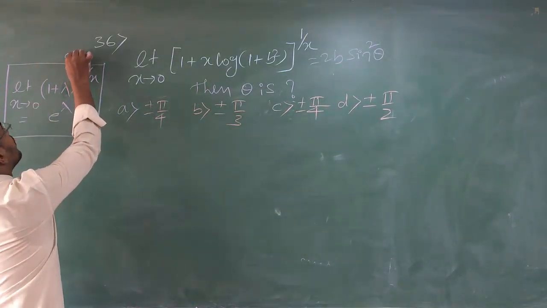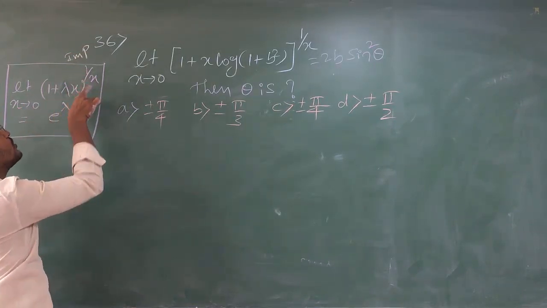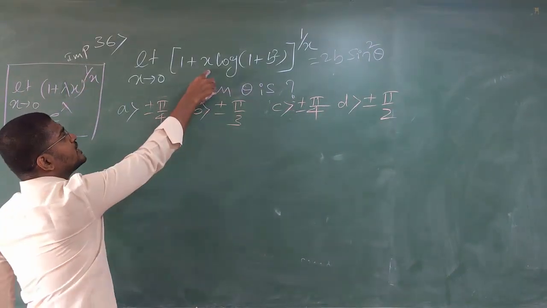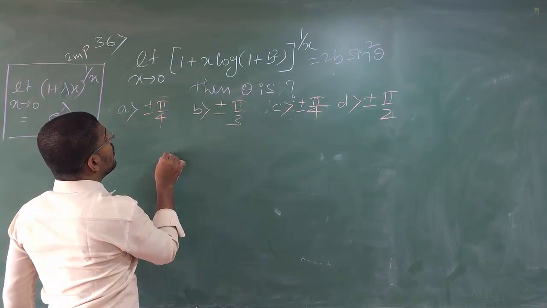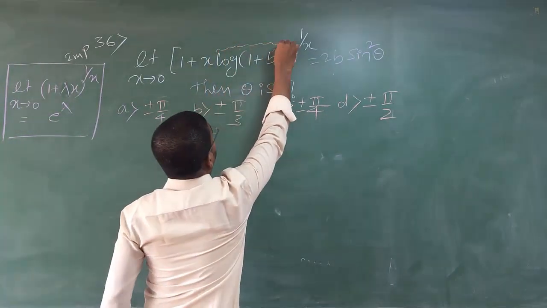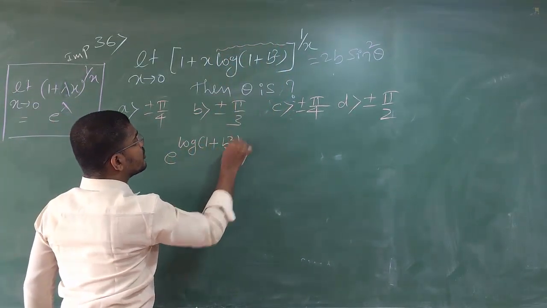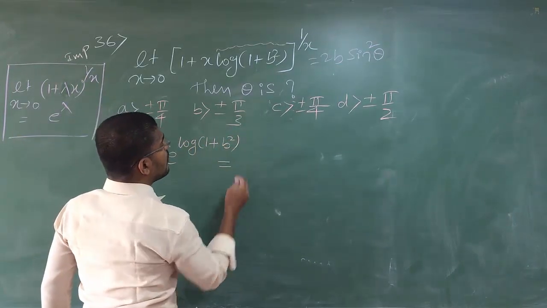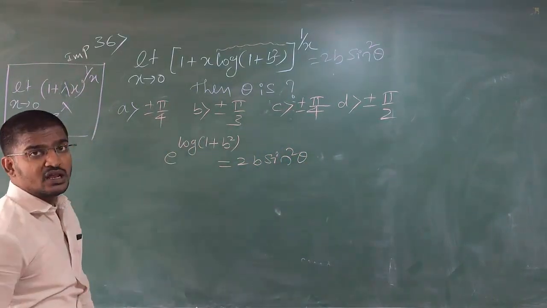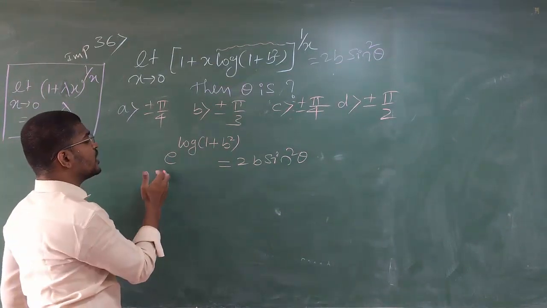Please make this important note. Limit x tending to 0 of (1 plus lambda x) to the power of 1 by x is e to the power of lambda. You have to apply that here. So you will have e to the power of, in the place of lambda, log of 1 plus b square, that is equal to what? 2b sin square theta. Clear? These two are inverse functions of each other, or you use the properties of exponential and log.